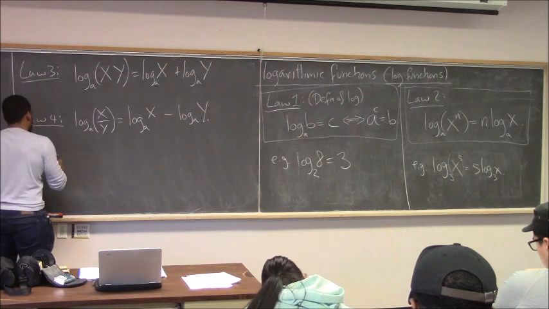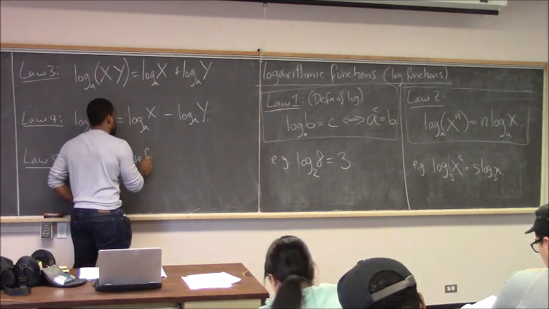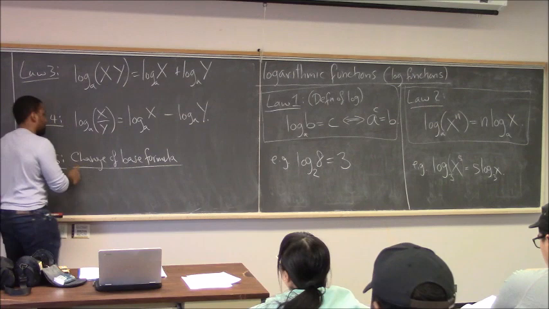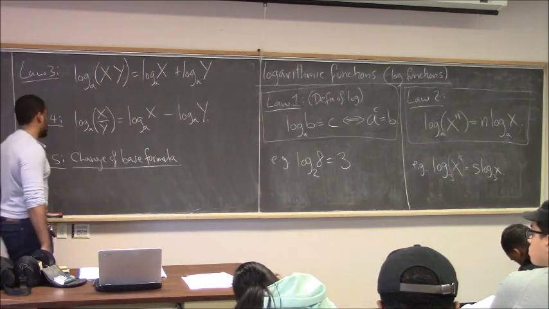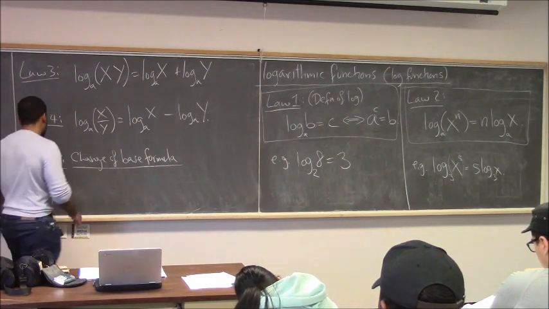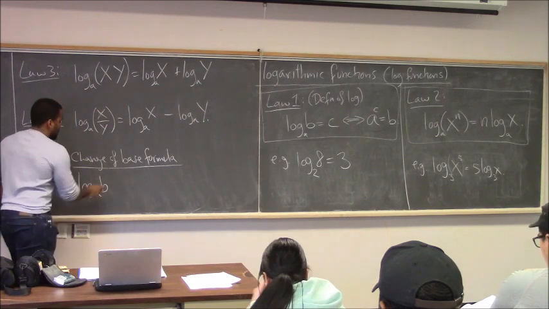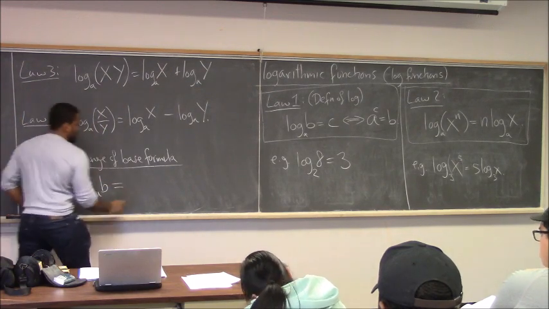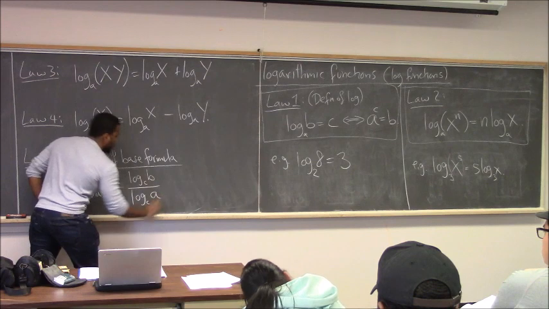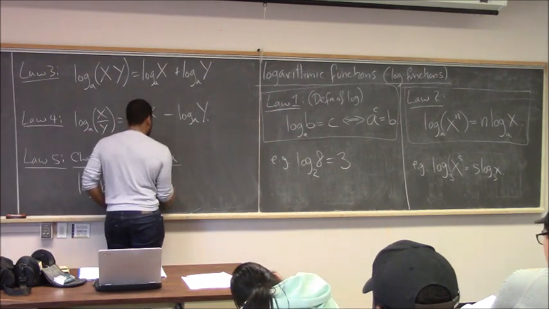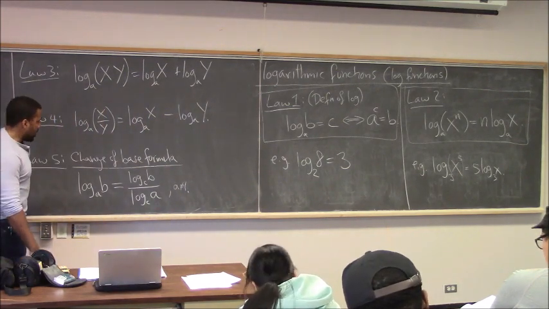There's law 5. This law has a name. It's called the change of base formula. This is a rule that tells you how you can change the base of a logarithm, which is super important, and I'll mention why it's important a little bit later, and we'll do some examples. It says if I have log to the base a of b, I can actually write that as log to the base c of b divided by log to the base c of a. This works if a is not equal to 1. I'll explain why in a bit. But that is a formula that allows you to change the base.